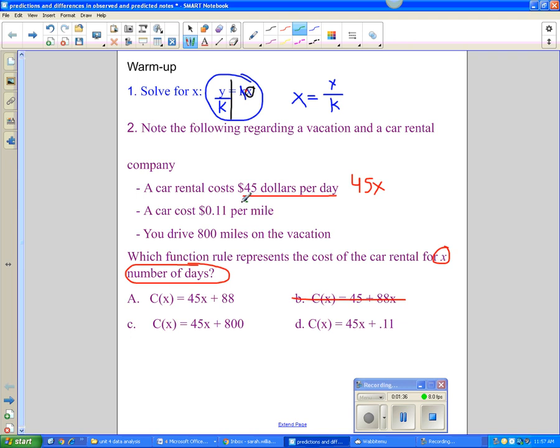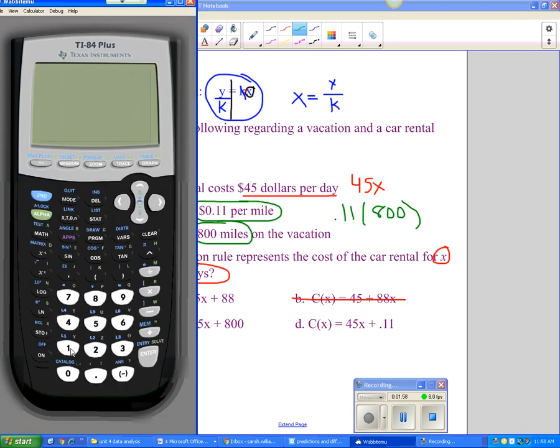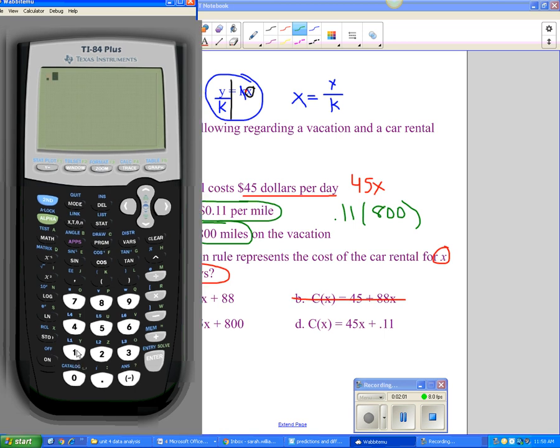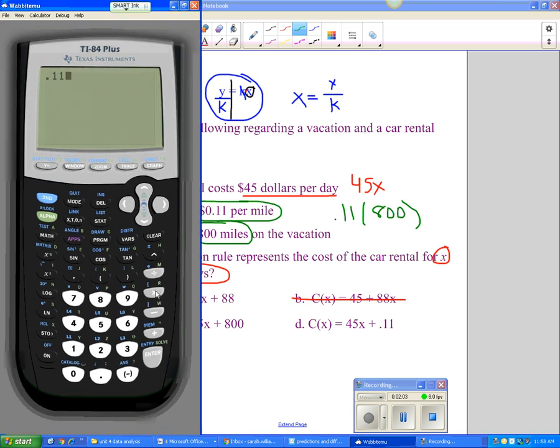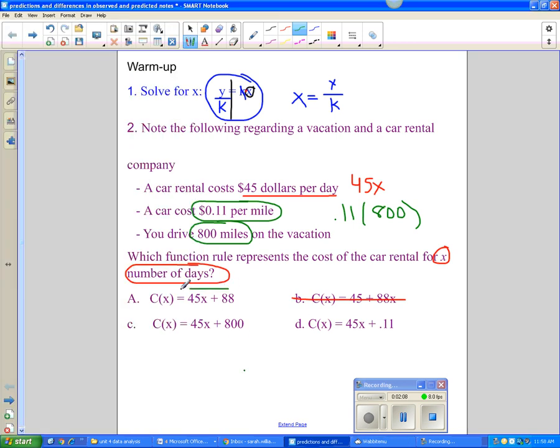They also tell you that it's 11 cents per mile, but you know how many miles you're driving. You're driving 800 miles. So you need to multiply those. 0.11 times 800. You may use your calculator on that, and 0.11 times 800 gives you 88. So the answer is A, 45x plus 88.